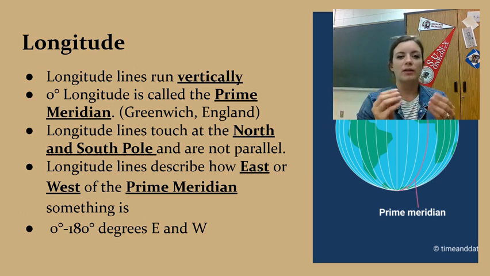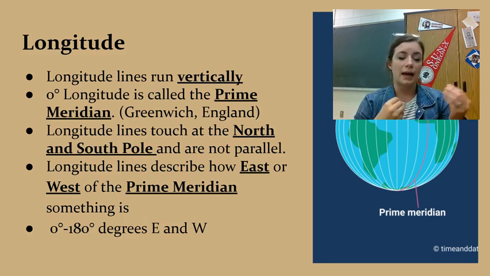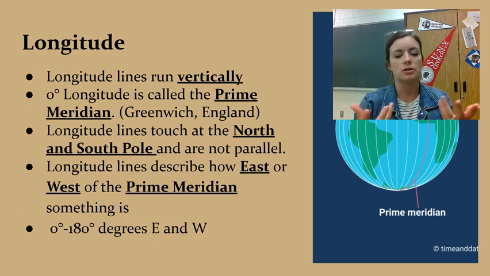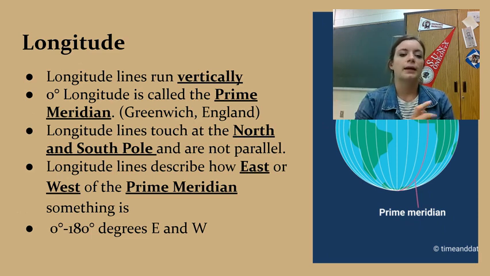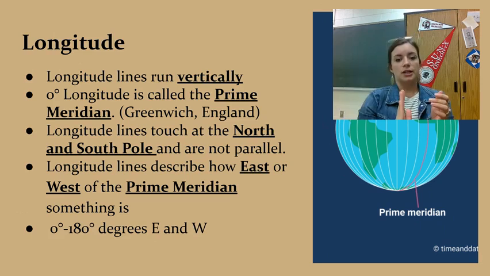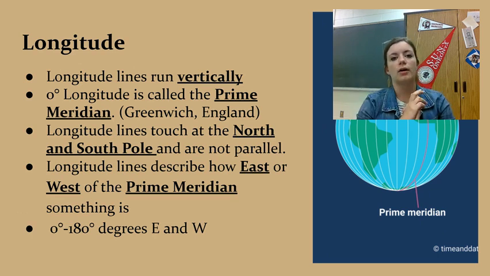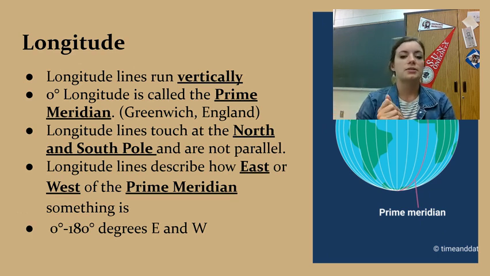So it doesn't really matter where our 0-degree longitude is. However, sailors had been using the Greenwich meridian, meridian just meaning longitude. It's another word for that, longitude line. They had been using that, so that's what we went with. And that became our 0-degree line. So from Greenwich, England, if you are east of Greenwich, England, you are in the eastern hemisphere. And if you are west of the prime meridian, you are in the western hemisphere. So that's how longitude essentially works.